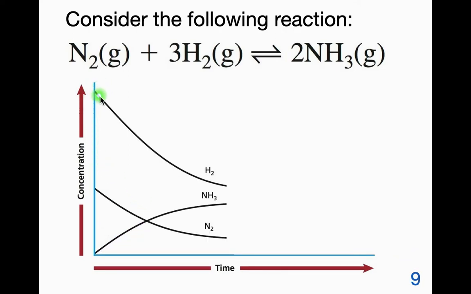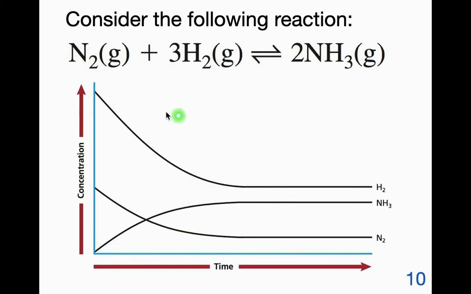You can see that the hydrogen is being consumed at a much faster rate than the nitrogen, and that's simply because of the coefficients of the balanced equation. 3 moles of hydrogen react for every 1 mole of nitrogen, so it's being consumed at 3 times the rate as nitrogen.